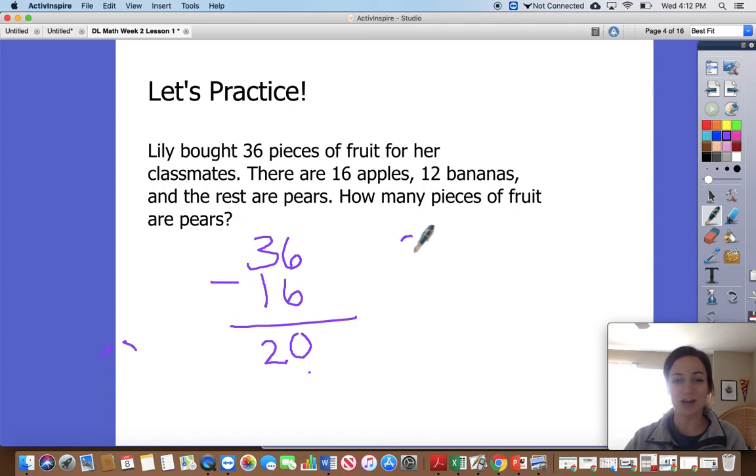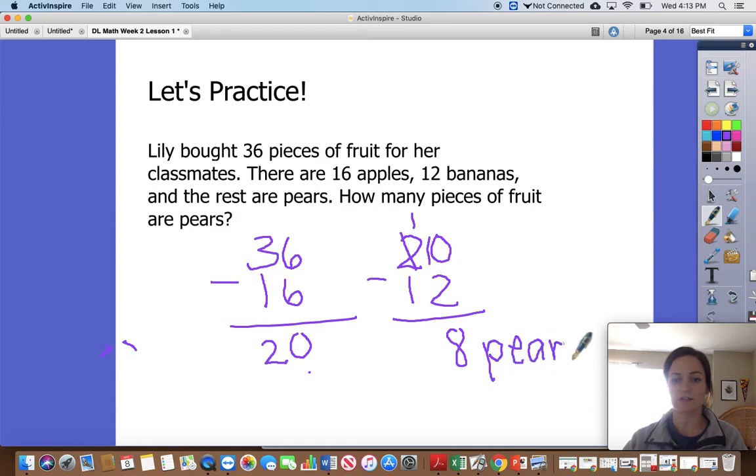Now I'm going to subtract those bananas and get rid of those. 20 minus the 12. 0 minus 2, I can't do it, right? I need to go borrow or unbreak. Now I have 10 ones minus 2 ones is 8 ones. 1 10 minus 1 10 is 0 tens. So I still get 8 pairs. I get the exact same answer.